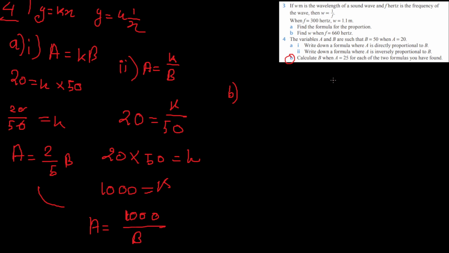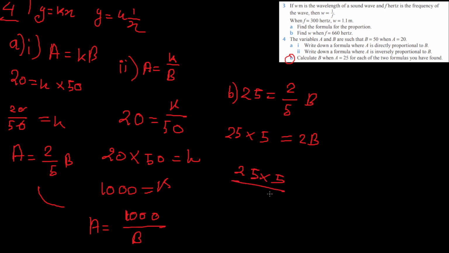So let's do the direct proportionality. We know a equals 25, and we have to find b. Let's just do it normally like we always do. Basically 5 here, so it's going to be 25 times 5 equals 2b. So we just calculate this: 25 times 5 divided by 2 is going to be 62.5.